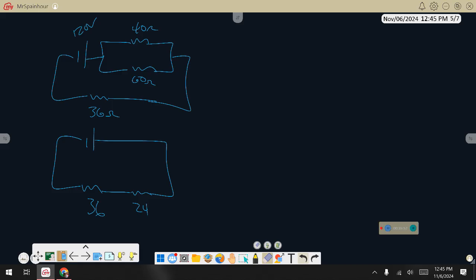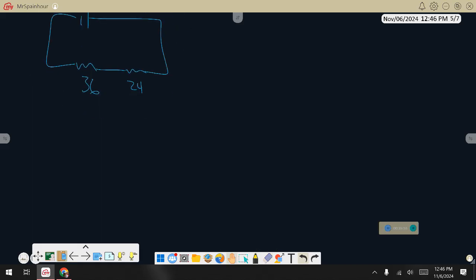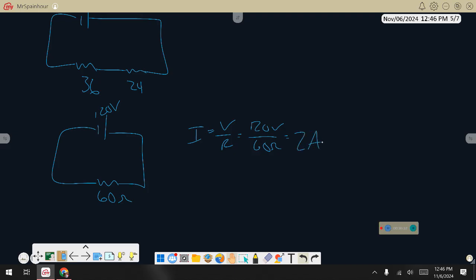Now, they're in series, so what do you do here? Add them. And what do you get? 60. Okay. The next thing that you're going to do is you're always going to find the total current leaving the battery. The reason you can do that is because you have the total voltage and you have what is now the total resistance. Yes? So current is equal to voltage over resistance. So it's going to be 120 volts divided by 60. So what's the total current leaving the battery? 120 divided by 60. 2 amps.